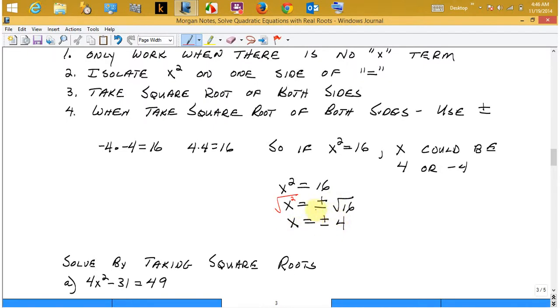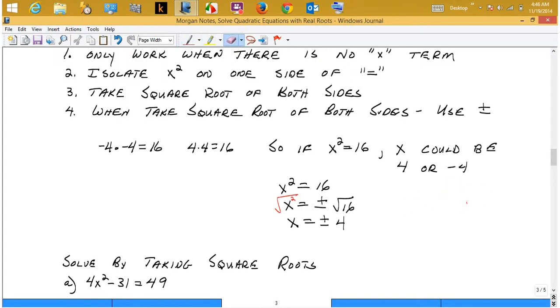So remember, when we're taking the square root of both sides to solve an equation, we have to use the plus or minus. That does not happen if I'm just saying simplify. This is a different situation. We don't have an equal sign. We would just say that is equal to 4.